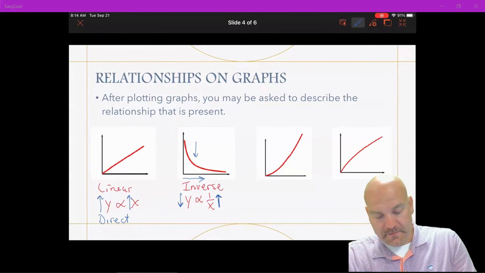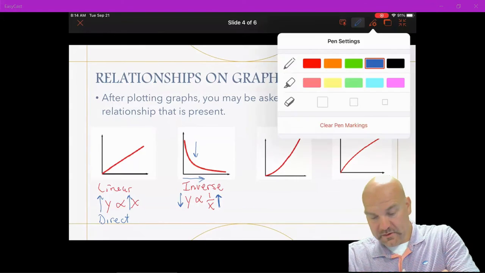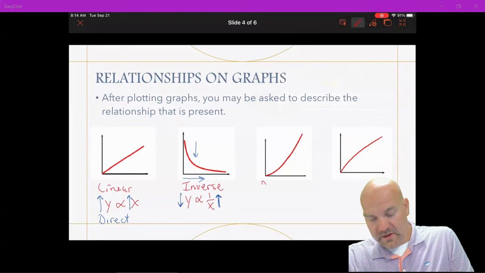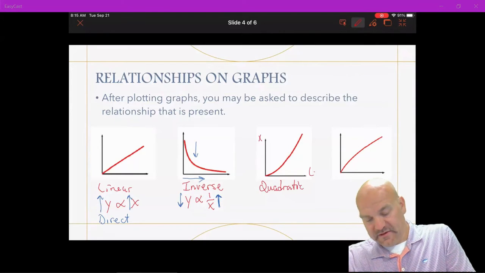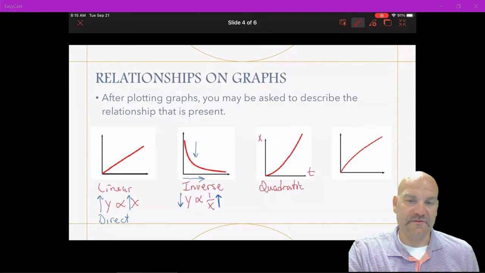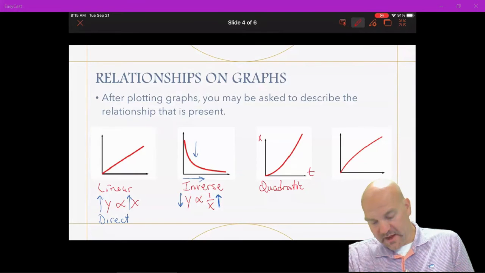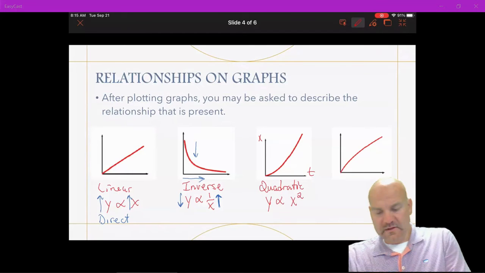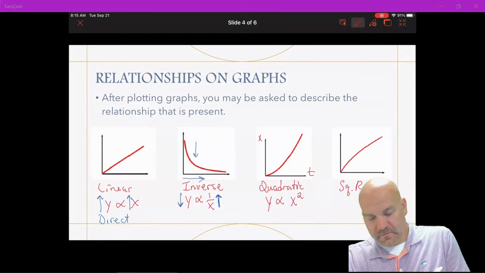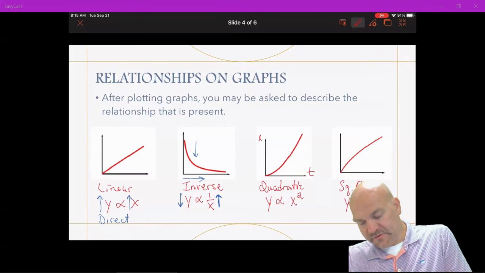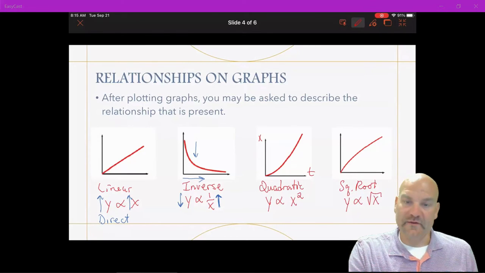Okay. And the next graph, which is important, is our quadratic relationship, right? This is essentially, p or x versus t. And so y is proportional to x squared. And then the last one is our square root relationship, where y is proportional to the square root of x.